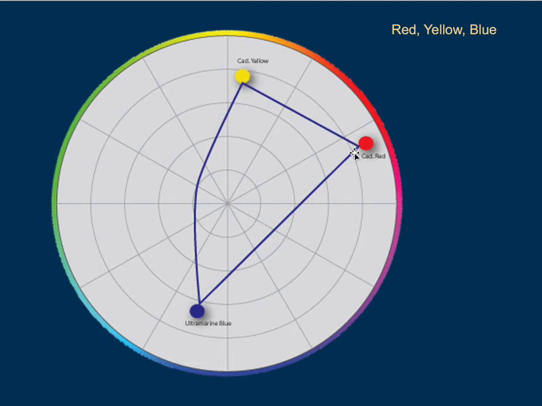There's the cadmium red, which is a little more saturated. And then over here, ultramarine blue is a little less saturated. If we look at just this blue and this red and mix them together, the only colors we can get are the colors on this line. This is all the possible colors that we could make.